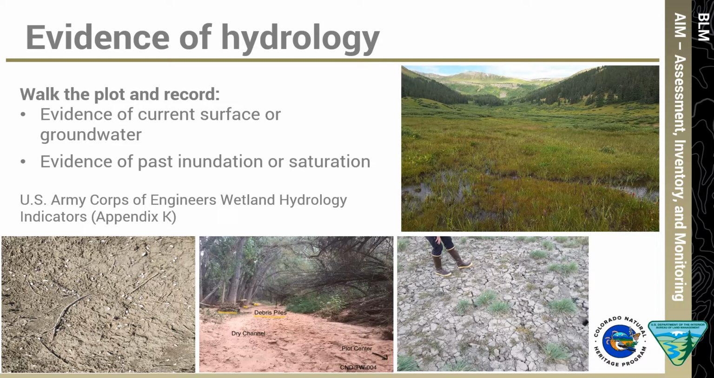The first step is to look for water on the plot. Look for evidence of current surface or groundwater, such as pools or channels of water or a high water table in the soil pit. Even if surface or groundwater are not observed, look for evidence of past inundation or saturation, such as aquatic invertebrates, drift deposits, drainage patterns, or soil cracks. Refer to Appendix K in the protocol for a list of hydrology indicators developed by the U.S. Army Corps of Engineers. Be sure to record observations using terminology consistent with the indicators where possible.